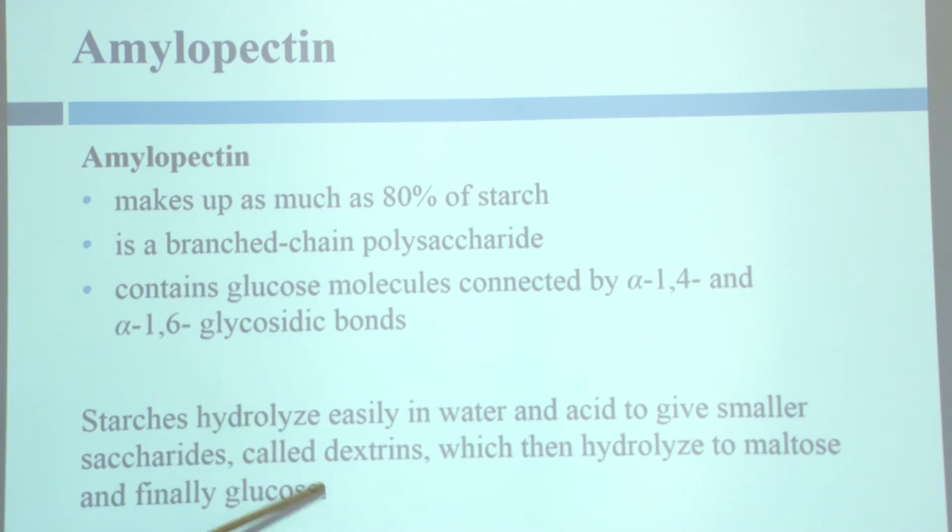Starches hydrolyze easily in water. Hydrolyze is break down into smaller units and give smaller saccharides called dextrins, which then hydrolyze to maltose and finally to glucose. This is the process of hydrolysis of starch. Final product, glucose.